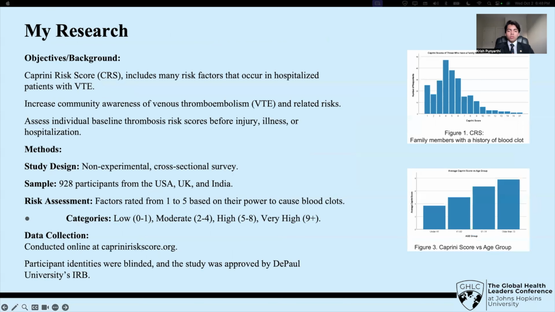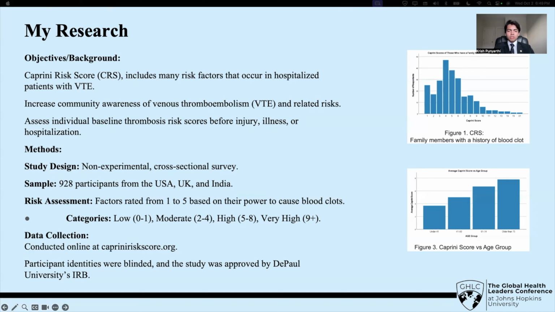Now I'm going to go over my brief research and the findings I found. Let me provide you with a little bit of background before we begin. The Caprini Risk Score is a risk assessment model that includes many risk factors for patients with VTE, and it provides a score. The objective of the study was to increase awareness of VTE and its related risk in the community and assess individual baseline thrombosis risk scores before illness.